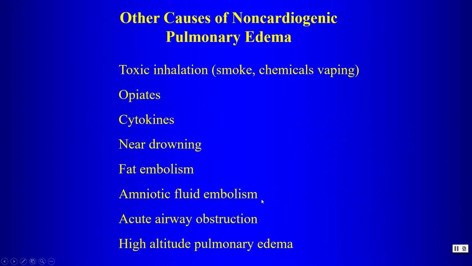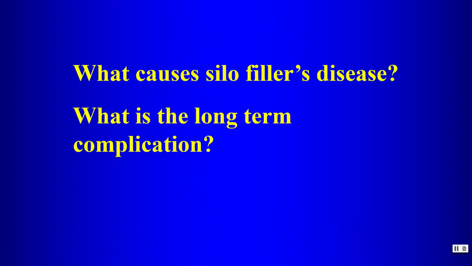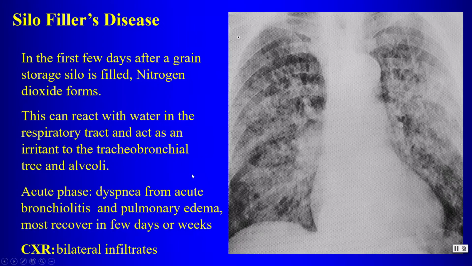Now, there are other causes of non-cardiogenic pulmonary edema as listed here. There are very many causes of non-cardiogenic pulmonary edema. Here are a few more: silo filler's disease, smoke inhalation, toxic chemicals. These chemicals can act as irritants to the tracheobronchial tree and the alveoli, damaging the alveolar capillary membrane and then causing non-cardiogenic pulmonary edema. So what is the cause of silo filler's disease and what is the long-term complication?